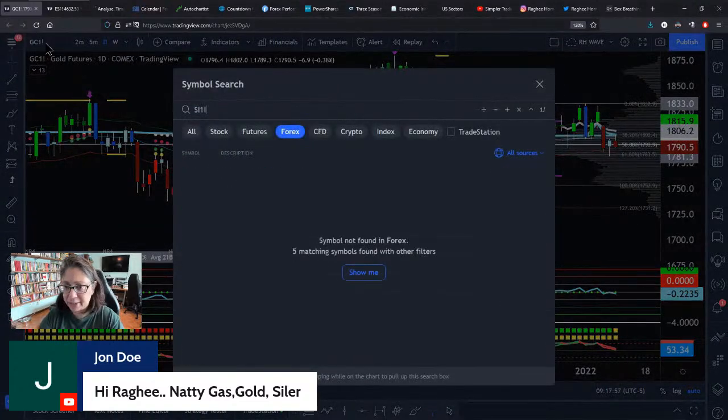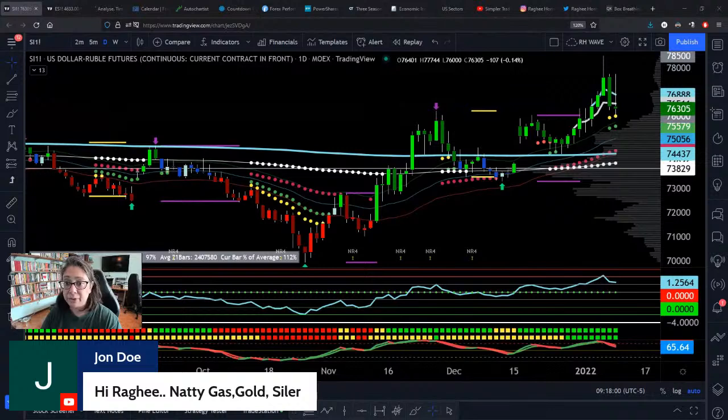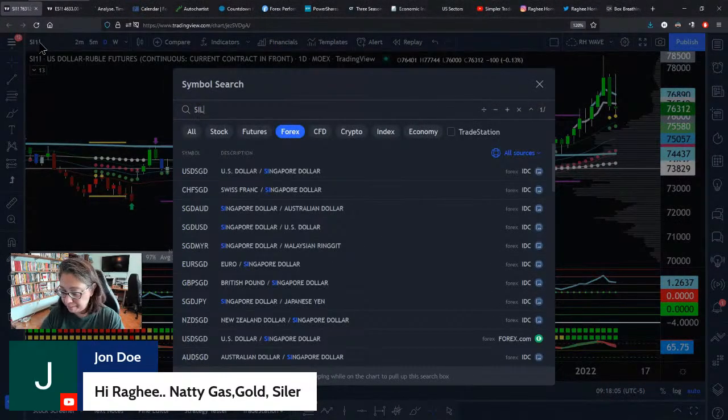I have not been trading silver, but I will take a look at it. All right, so silver. So this is ruble. Take that back. This is one of the things that's always tricky with TradingView.